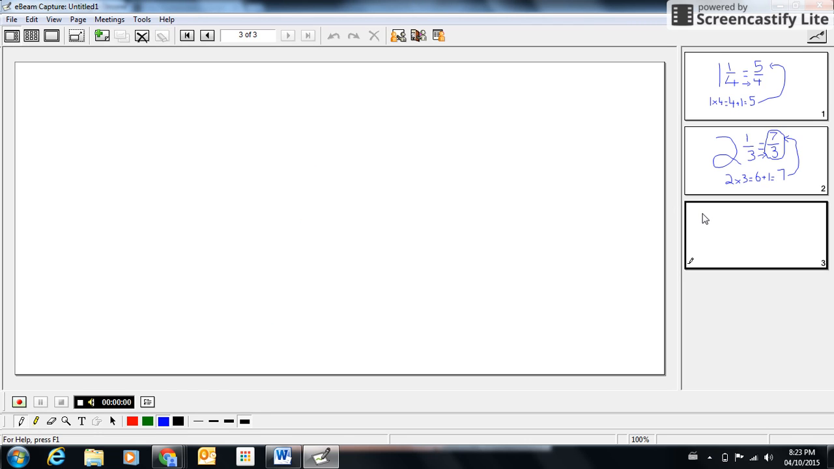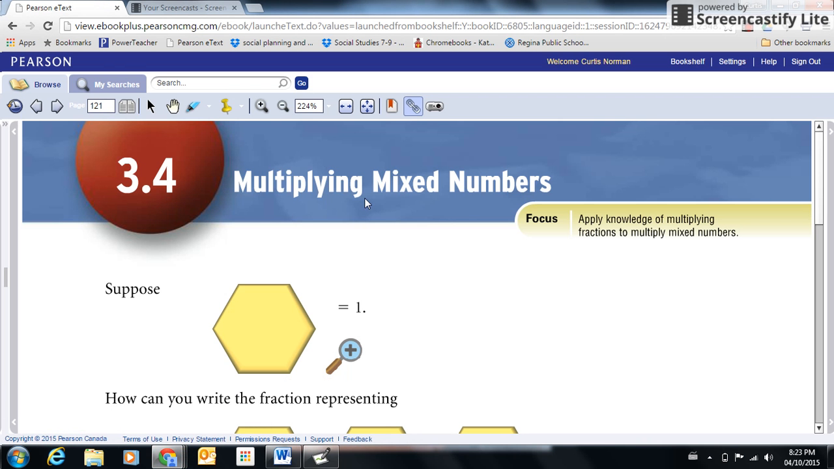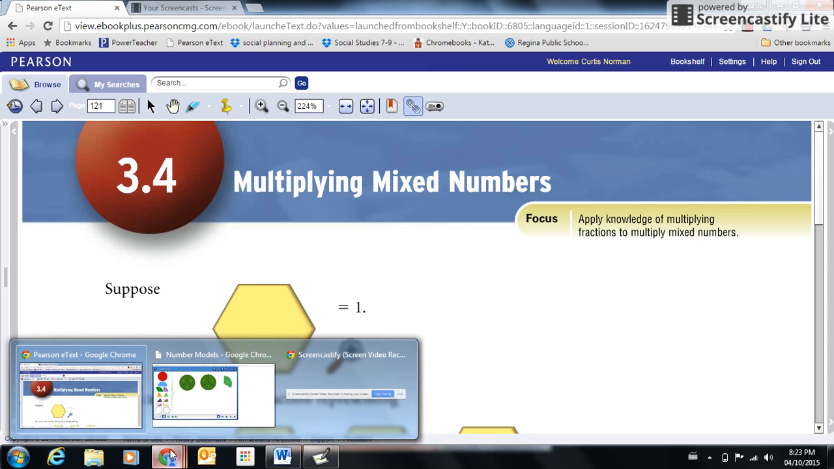All right, let's take a look at, because if you remember, our lesson today is actually about multiplying mixed numbers. So let's take a look at what it looks like to multiply mixed numbers.